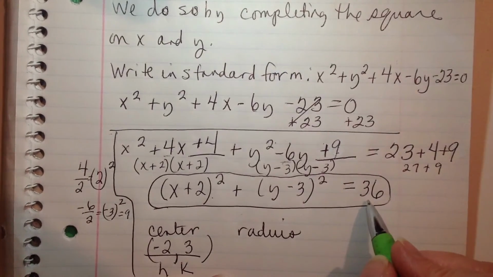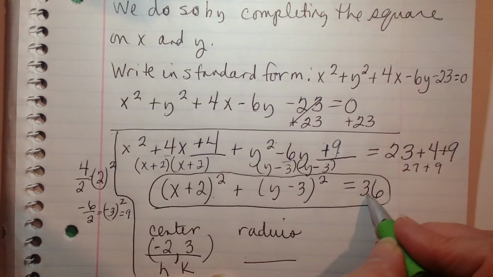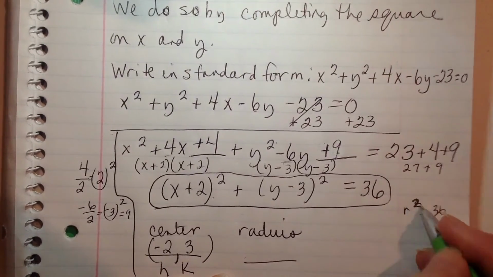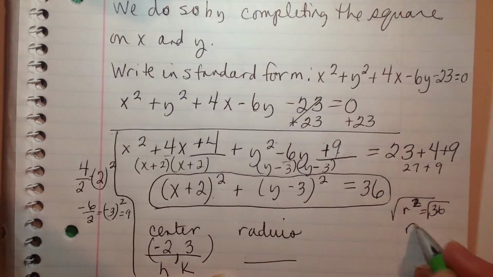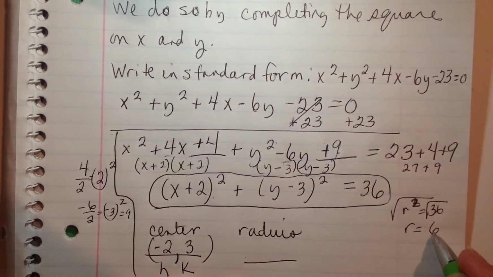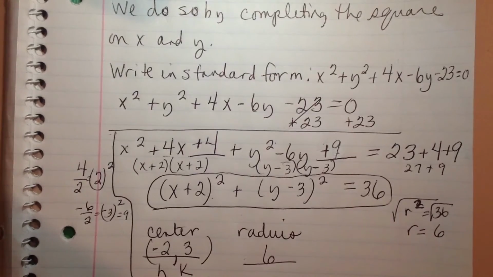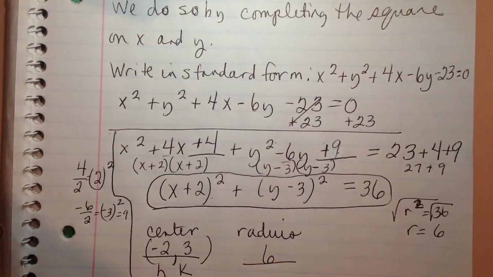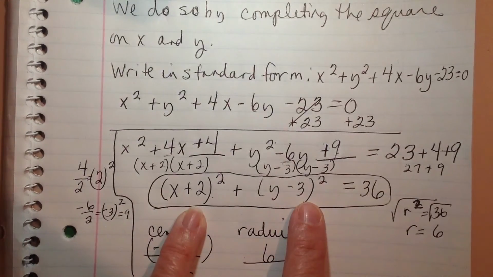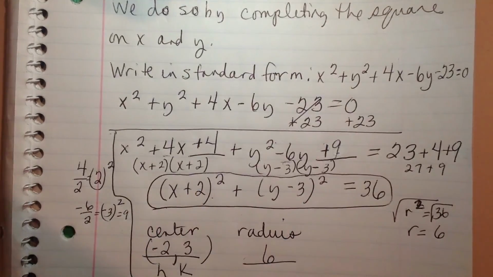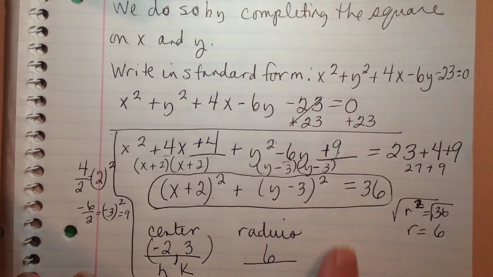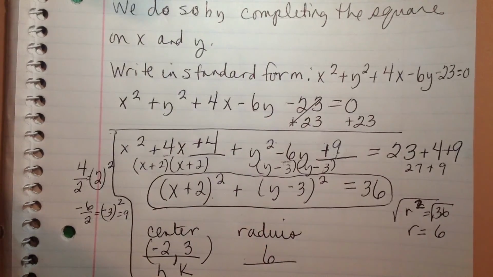Now your radius, think about it. This is the formula. That's r squared equals 36. So to go from something squared to something not, take the square root, and we only get the positive. So your radius is 6. I could graph this circle because I have the center and the radius. But actually the answer to this problem is: the standard form of the circle was x plus 2 squared plus y minus 3 squared equals 36.